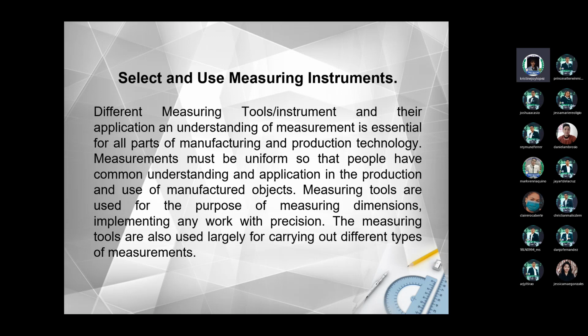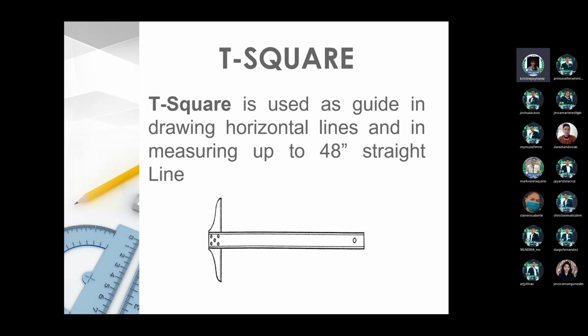Thank you, Mr. Princess. So, a measuring instrument is a device to measure a physical quantity in the physical sciences, quality assurance, and engineering. Measurement is the activity of obtaining and comparing physical quantities of real-world objects and events. We have eight measuring instruments that I will discuss for today's class. The first one is the T-square.